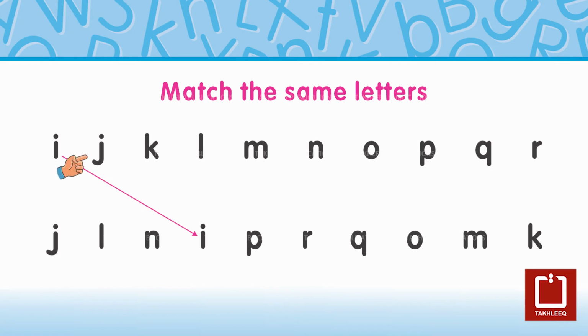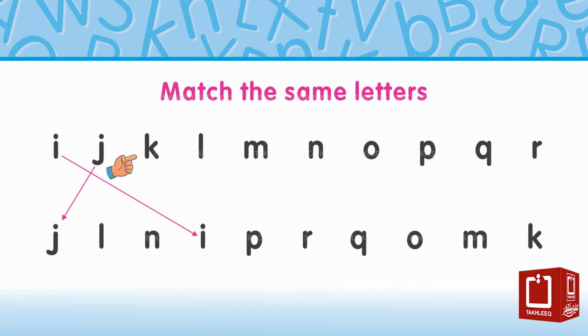This is small letter J. J is the first small letter in the second row. So we match both small letters J.